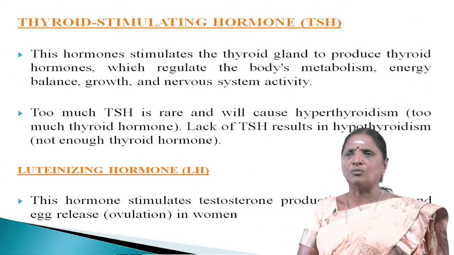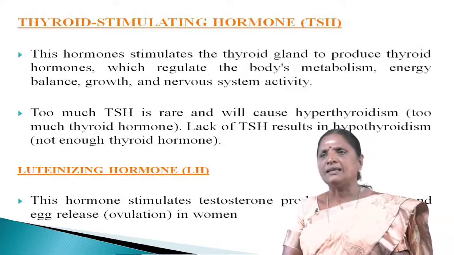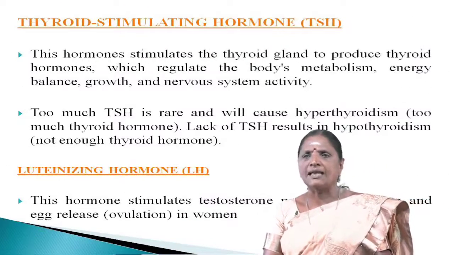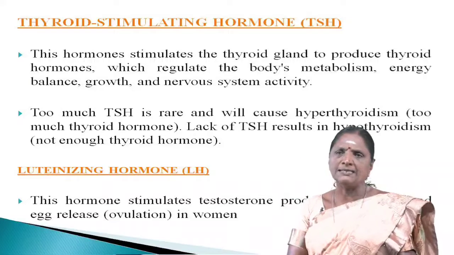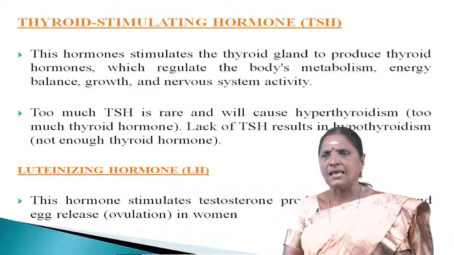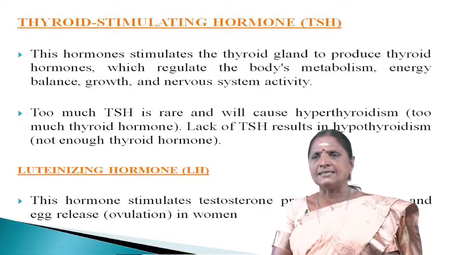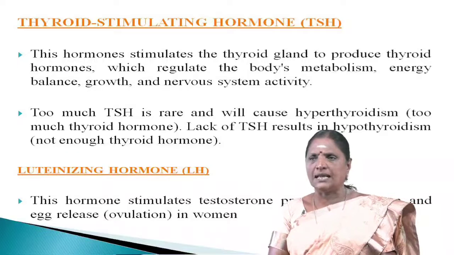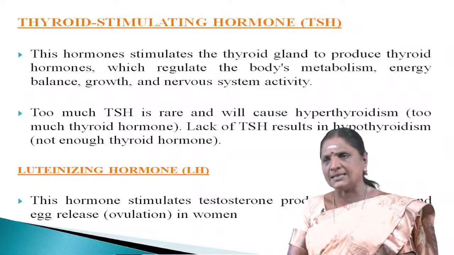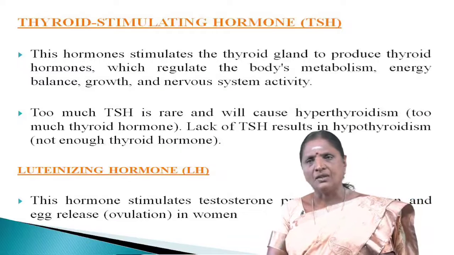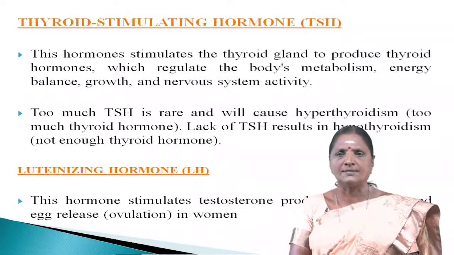Thyroid stimulating hormone. This hormone stimulates the thyroid gland to produce thyroid hormones which regulate the body metabolism, energy balance, growth and nervous system activity. Too much TSH is rare and will cause hyperthyroidism, too much thyroid hormone. Lack of TSH results in hypothyroidism, not enough thyroid hormones.